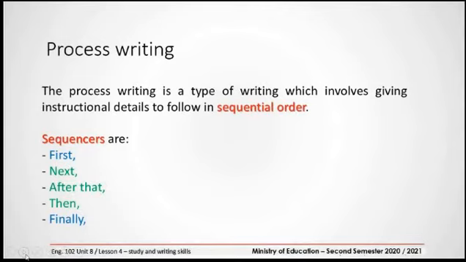So what is process writing? Process writing is a type of writing which involves giving instructional details to follow in sequential order. So we have an order that we have to follow in order to achieve something. The sequencers are first, next, after that, then, and finally.